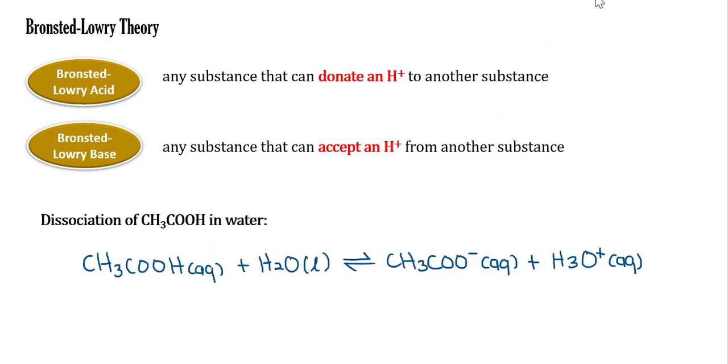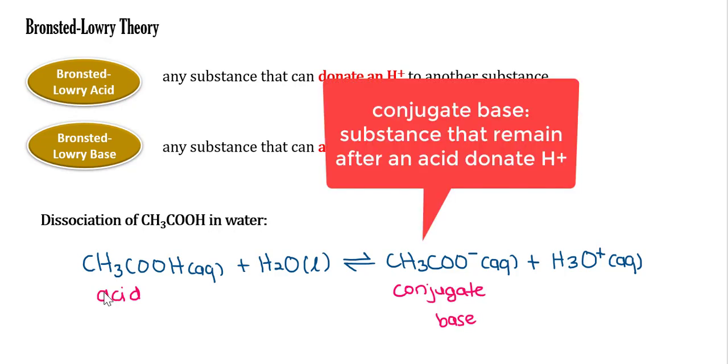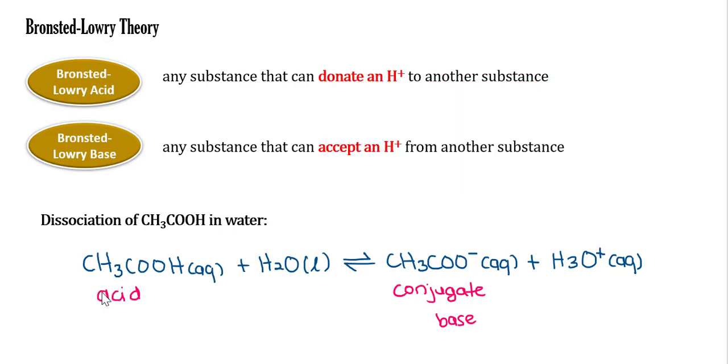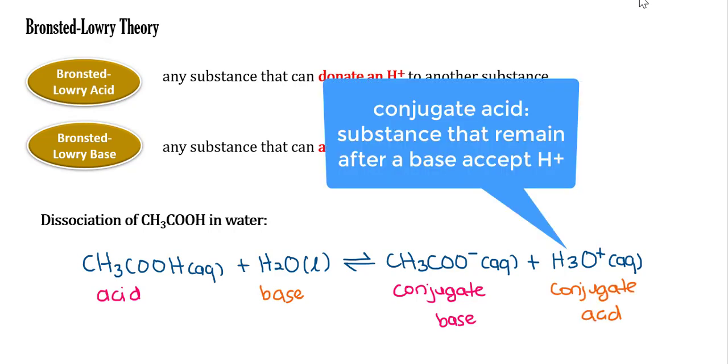From the dissociation of acetic acid in water, acetic acid is an acid because it donates a hydrogen ion to another substance to form a conjugate base, which is CH3COO-. Conjugate base is defined as the substance that remains after an acid donates its H+, while water is a base because it accepts an H+ from another substance to form a conjugate acid. Conjugate acid is defined as the substance that remains after a base accepts an H+.